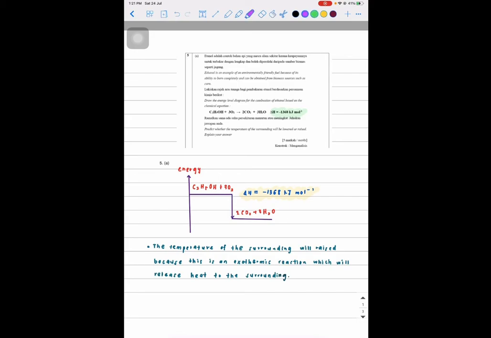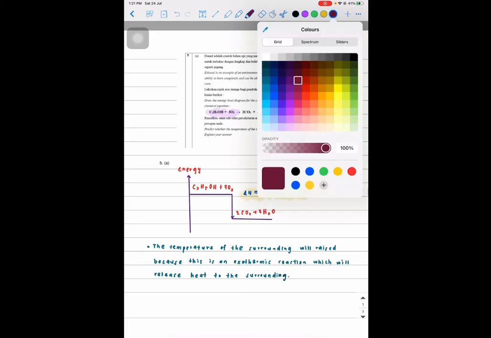So this is the reactant. We just copy the reactant here and then we write it back. And then this is the product.